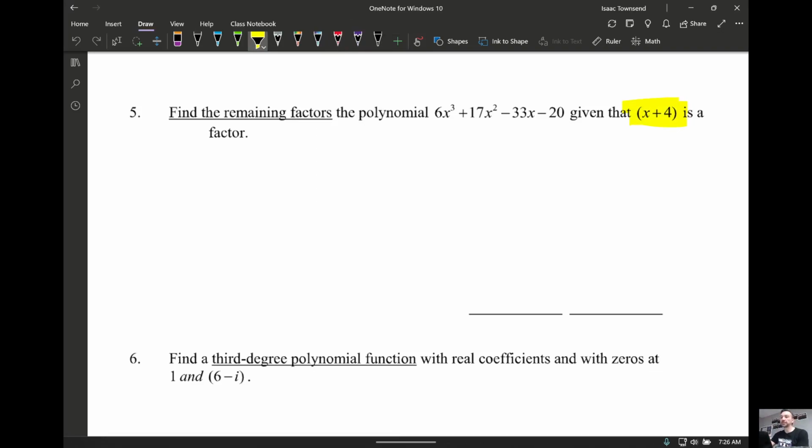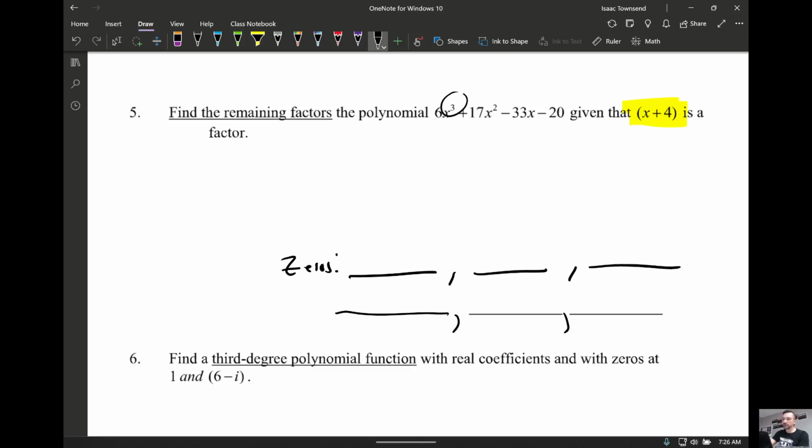Now, I know this question says find the remaining factors, but I'm just going to list out all of them, because then I can emphasize again, 3rd degree means 3 zeros, which means 3 factors. And I know this question's not asking for it, but that's okay. It doesn't take but 2 more seconds to answer it both ways. So this one is telling you a factor, so indirectly telling you a 0. Where that equals 0 would be a 0.